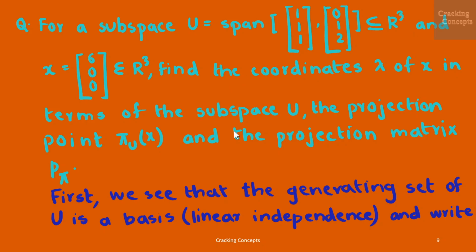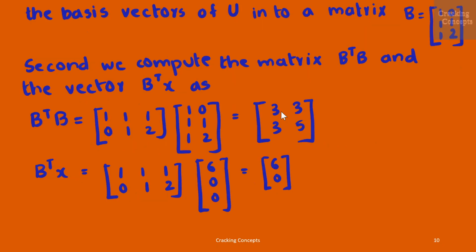First, we see that the generating set of U is a basis, and also it's linearly independent. Thus, we can write the basis vectors of U into a matrix B like this. Then we'll compute the matrix B transpose B and the vector B transpose x. On substituting, we get the following values.